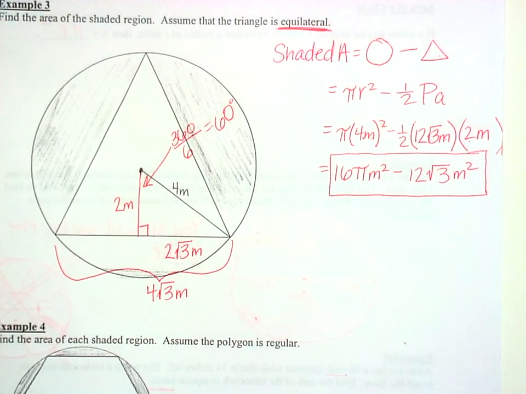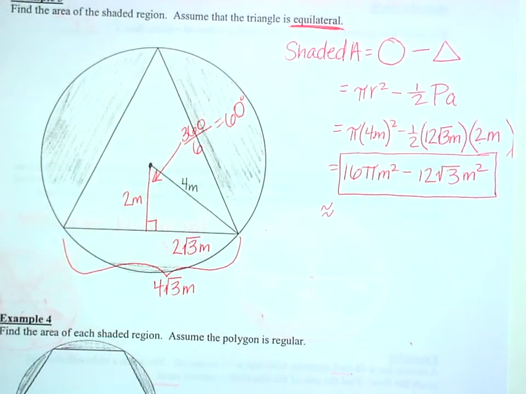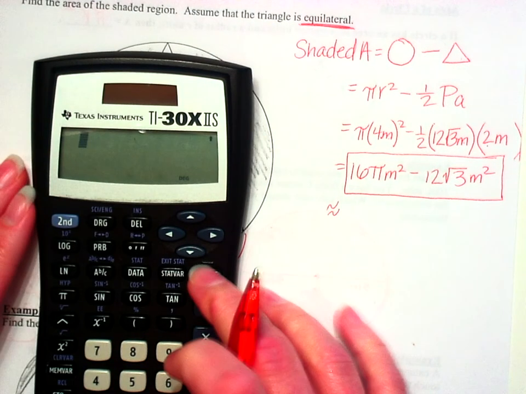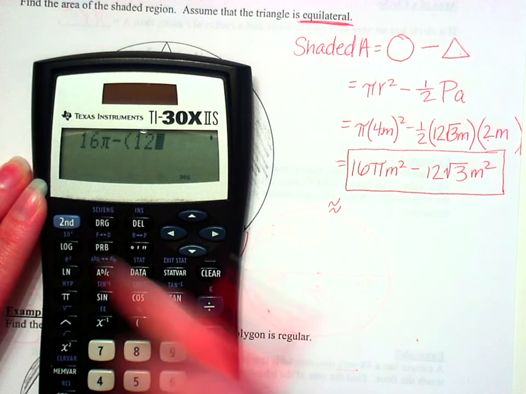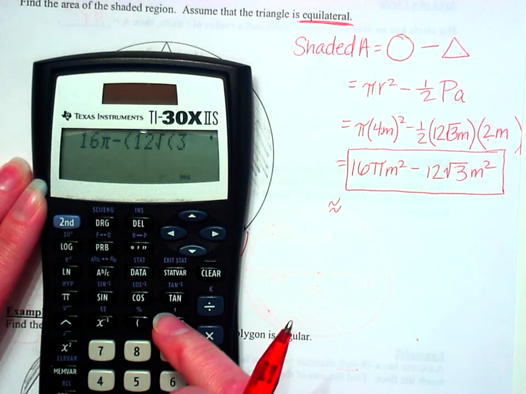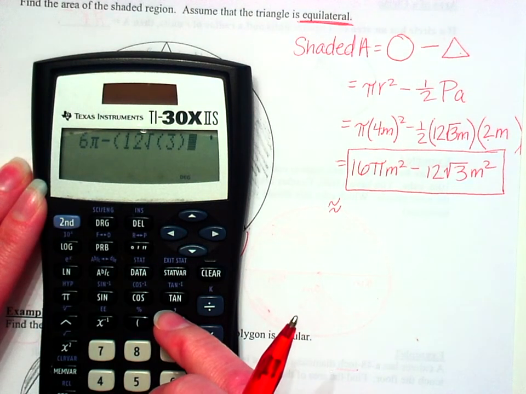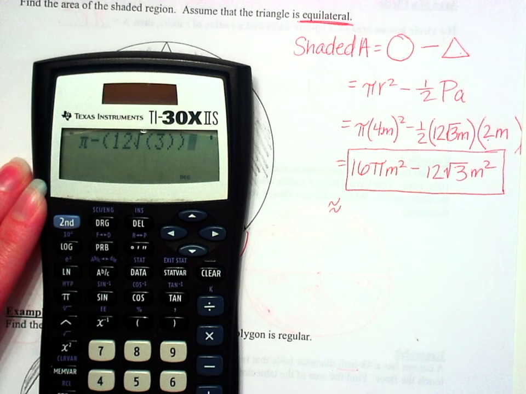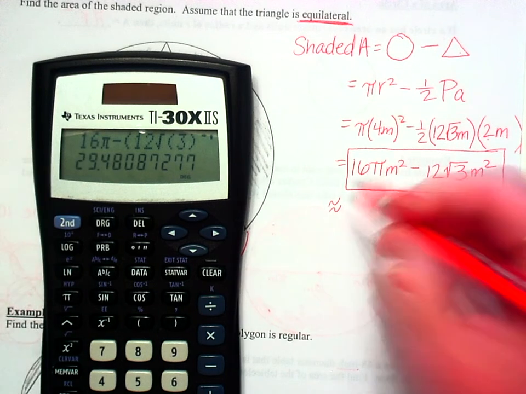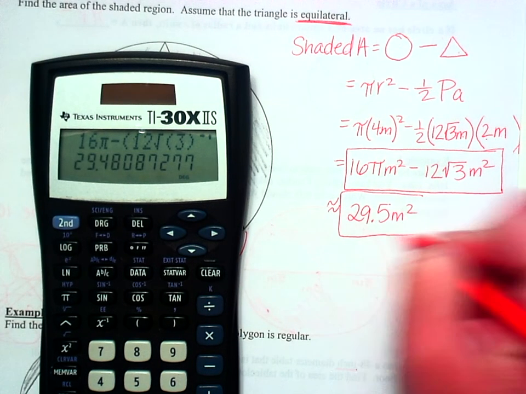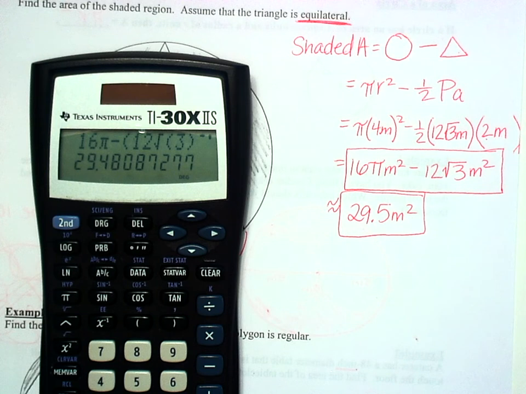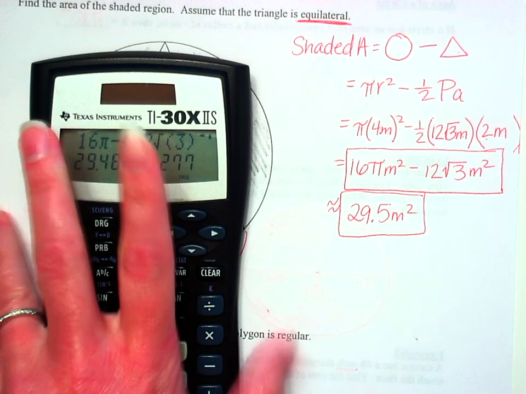So that's my exact answer, and that is approximately 16 pi minus, in parentheses, 12 square root 3. Close up the 3, close up the first set of parentheses, and hit enter. And we get approximately 29.5 meters squared. Okay, we're going to move on to the next one.